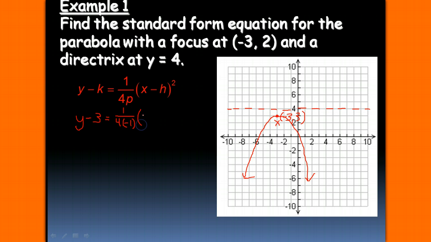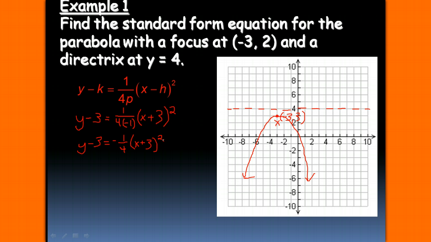Then we're going to multiply that by x minus h, which is the x value at our vertex, which is going to be negative 3. So a negative negative 3 is going to be positive x plus 3 squared right there. All right, so we're almost done with this problem. We just got to simplify it a little bit. So it's going to be y minus 3 equals a negative 1/4 times x plus 3 squared.